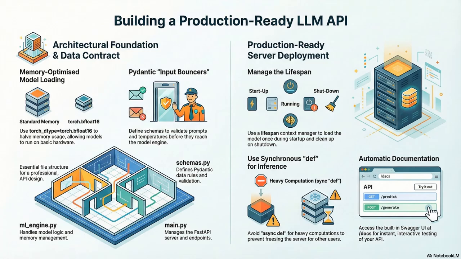It blocks everything. If your LLM takes 5 seconds to generate text, the entire server freezes for 5 seconds. No one else can connect. It's a disaster. So by just using a plain def, what does that do? You're signaling to FastAPI. It sees a normal synchronous def, and it says, oh, this looks like a blocking task. I'm not going to run this on my main loop.